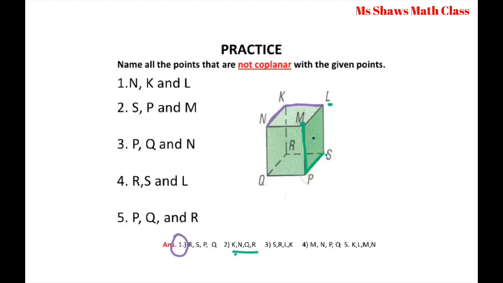I'll do one more. P, Q, and N. Those are coplanar, and also would be M. Everything else is not coplanar, and you get the idea. You can do these 2. The answers are right here.